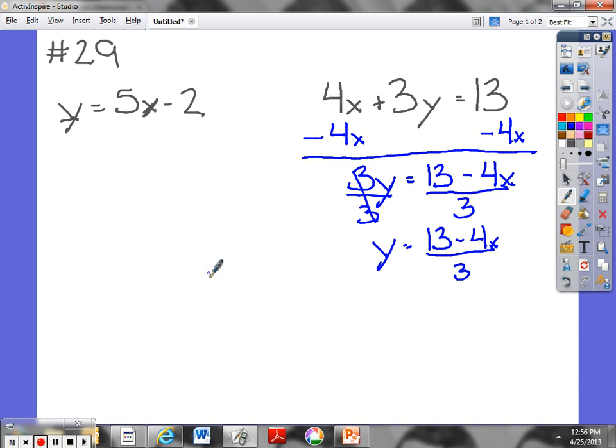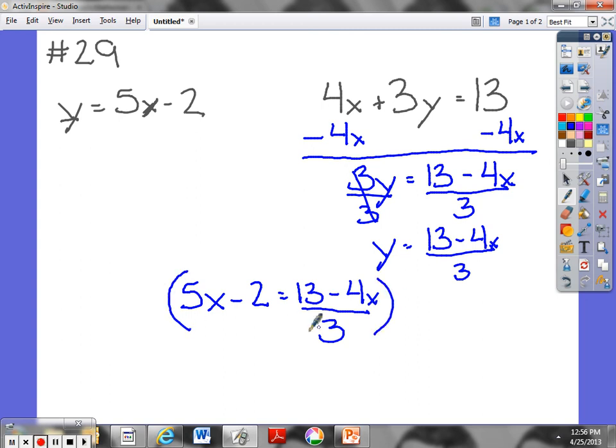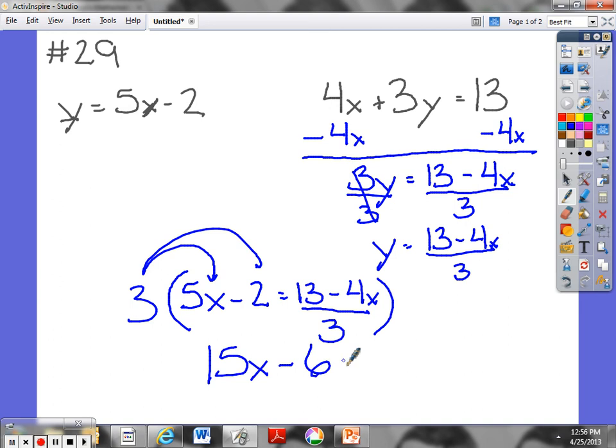Let's find what x equals. So now we're going to make both of those equal to each other. We have 5x minus 2 is equal to 13 minus 4x divided by 3. We learned earlier in this chapter that to get rid of fractions, just multiply the entire equation by that denominator, by 3. So that's going to give me 5 times 3, using the distributive property, is 15x, minus 6 is equal to 13 minus 4x.